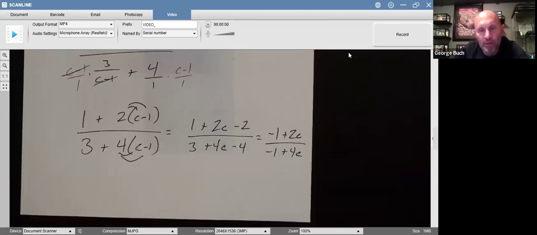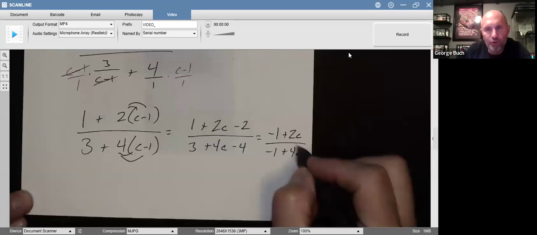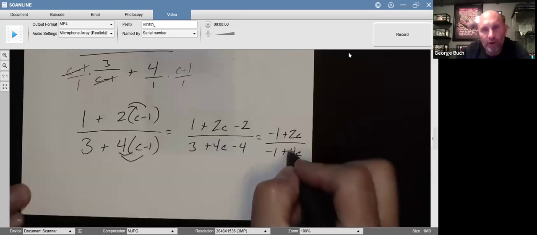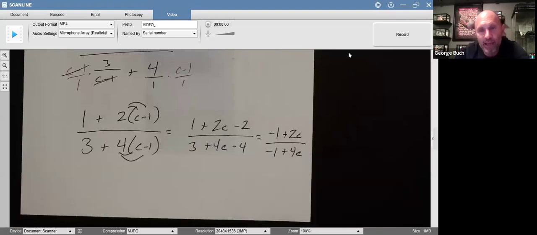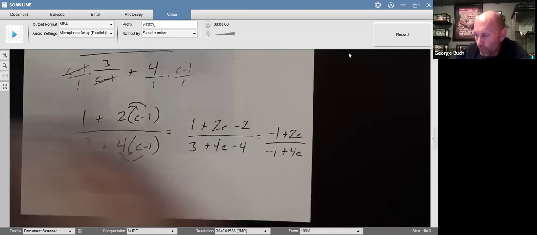So can I simplify this? And you better be screaming at the screen, no, you cannot. You can't cancel the negative 1s. You can't divide both of these by 2. The plus signs between mean you can't simplify it anymore. You have to cancel everything or nothing. So this would be your final answer.